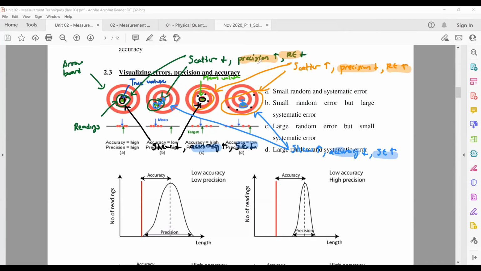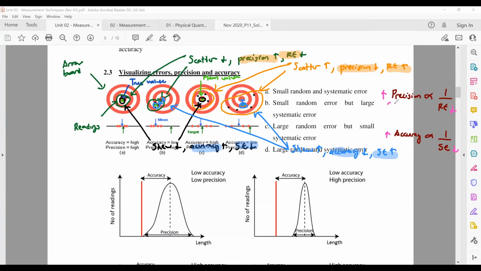All right. So there's a relation here that I mentioned before. You can think of precision as being inversely related to random error. You can also think of accuracy as being inversely related to systematic error. What we will say here is this: if your precision increases, your random error drops. If your accuracy increases, your systematic error drops.